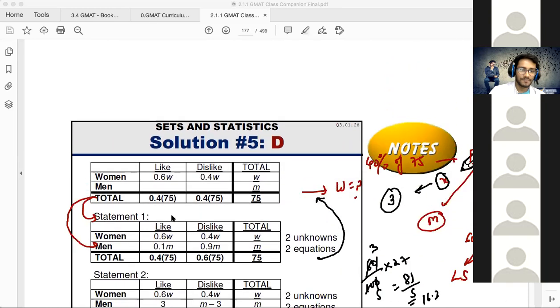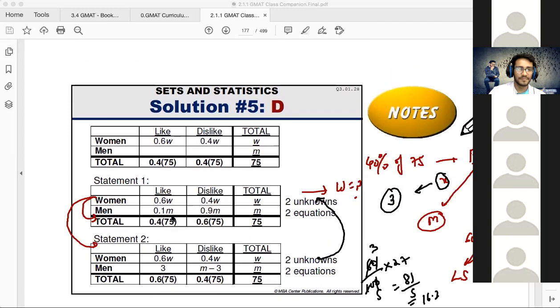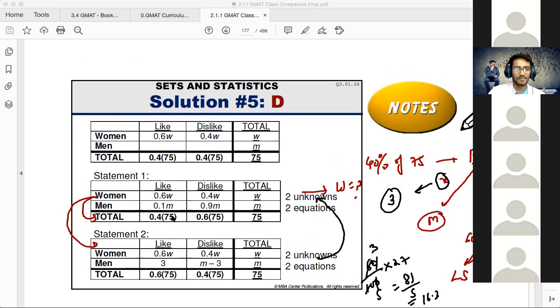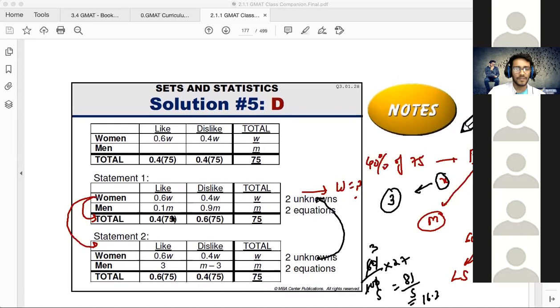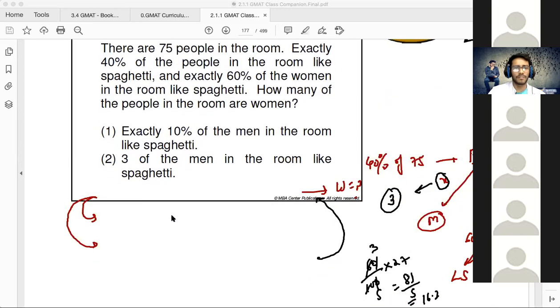Let's check the option D. I don't know what is there in D. Both A and B are sufficient alone. But how will we calculate using 1?